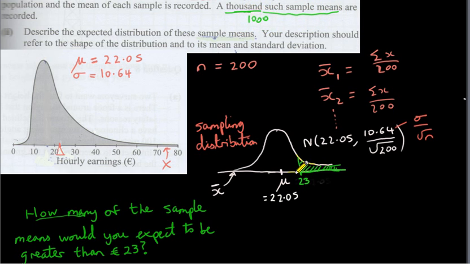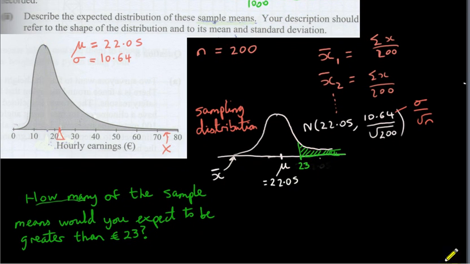So if this area here is, say, 0.1, that means that 0.1 of all the sample means are greater than 23. Since we have 1,000 such sample means, we multiply 0.1 by 1,000. That gives us the actual number of sample means from our sample of size 1,000 that are greater than 23. So we just have to get this area, so we need to convert this to a standard normal distribution. I'll just draw that underneath here.